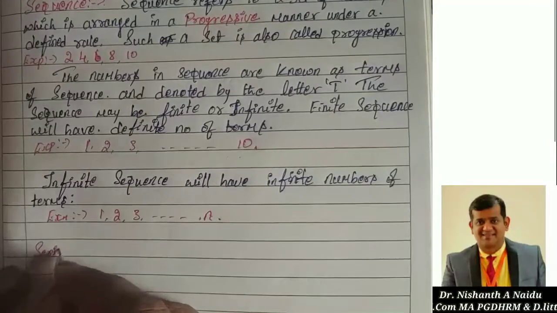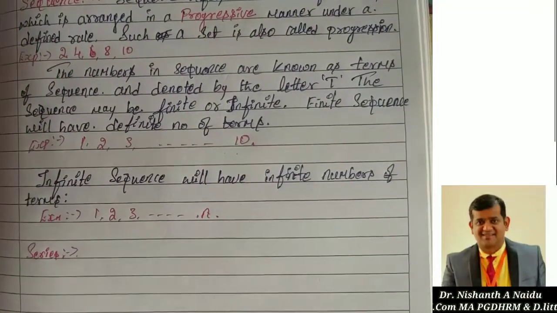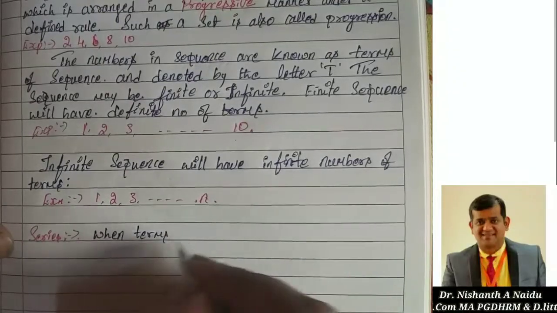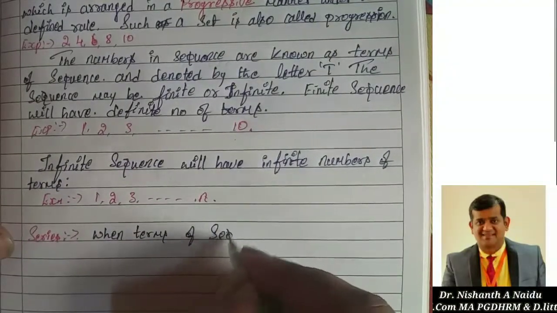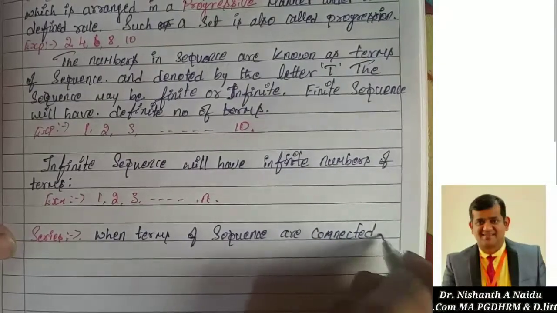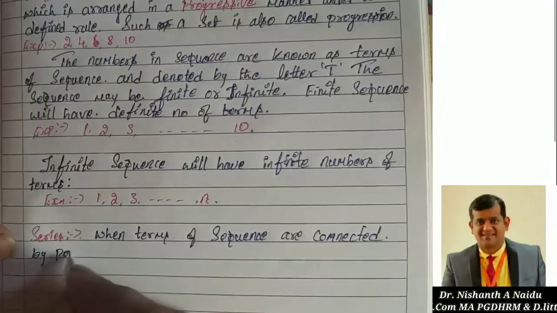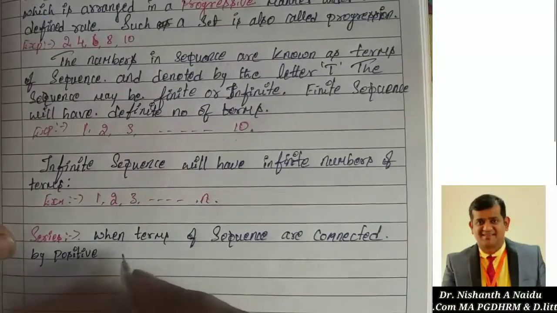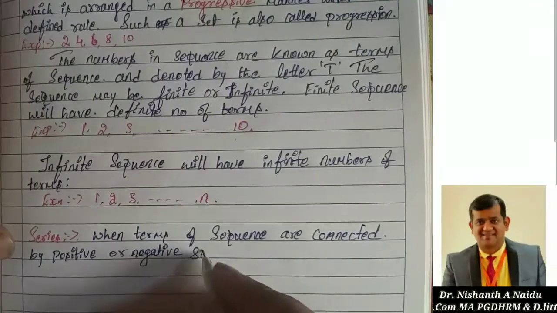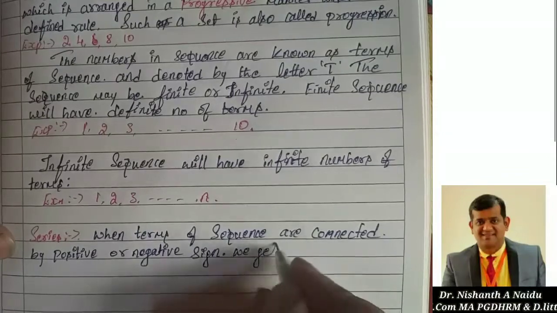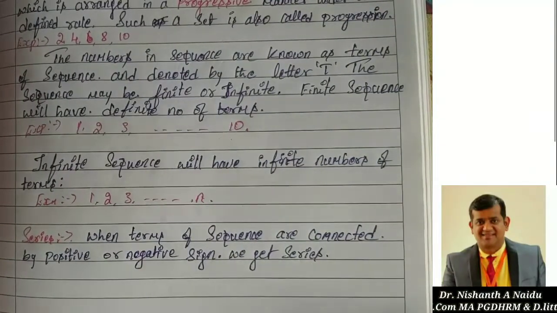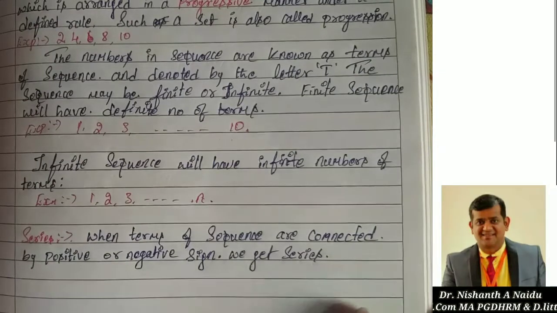Now write series. So what exactly does series mean? See, when terms of a sequence are connected by positive, that is plus, or negative signs, negative meaning in minus figures, we get a series. It might be that the terms of the sequence are connected by positive or negative. It has to be connected. Then we call it a series.